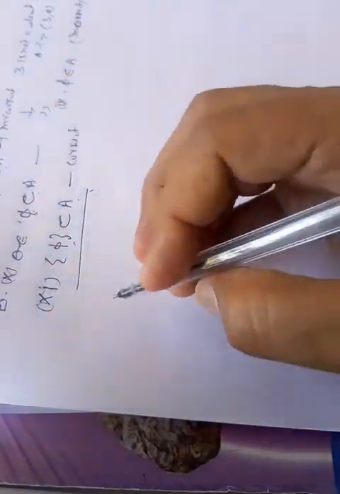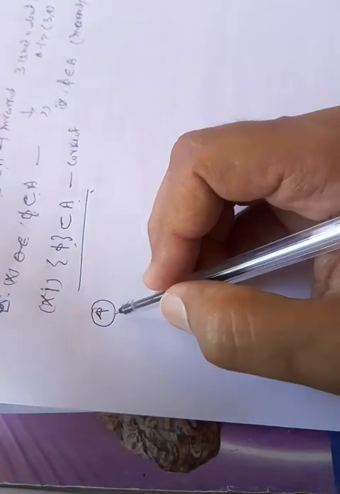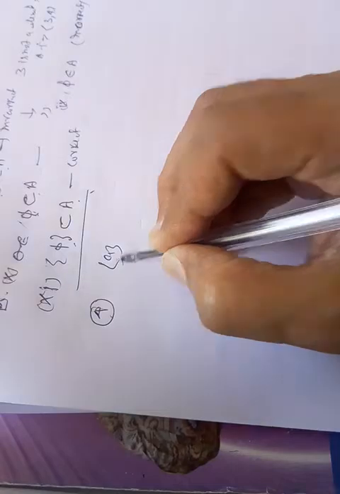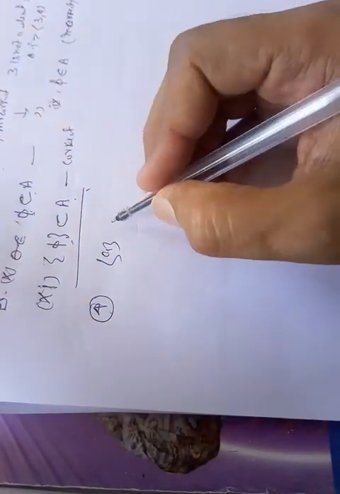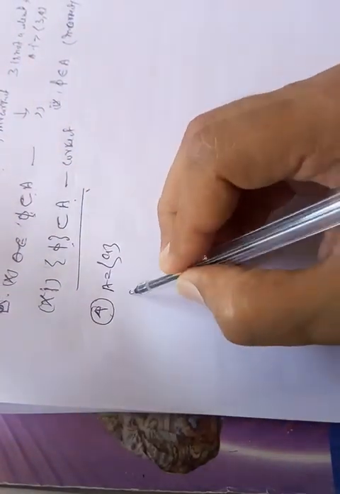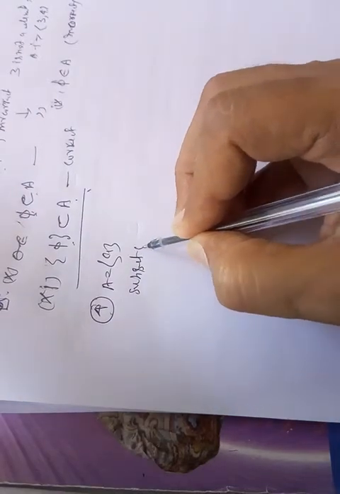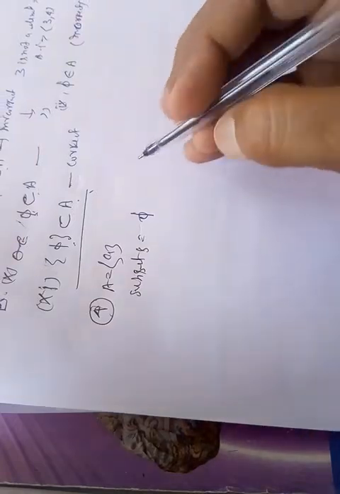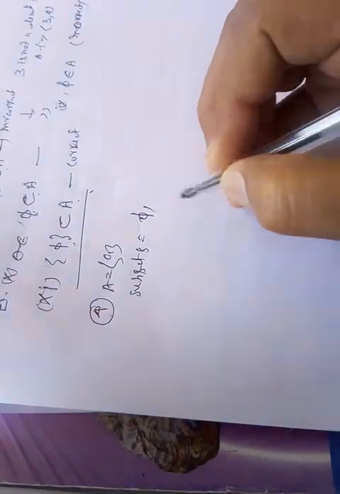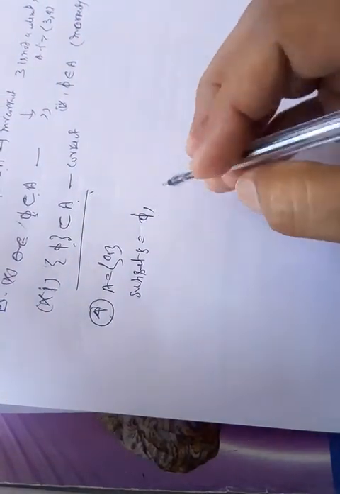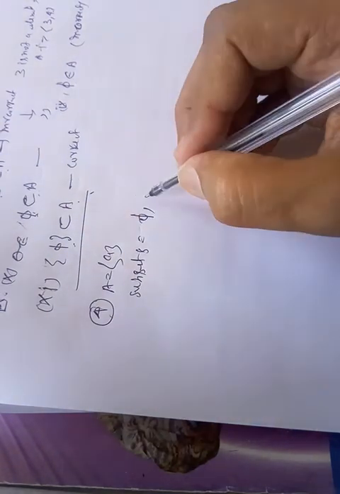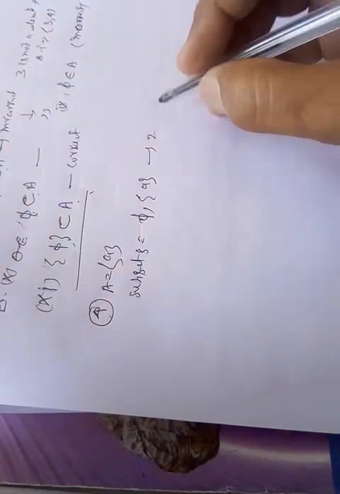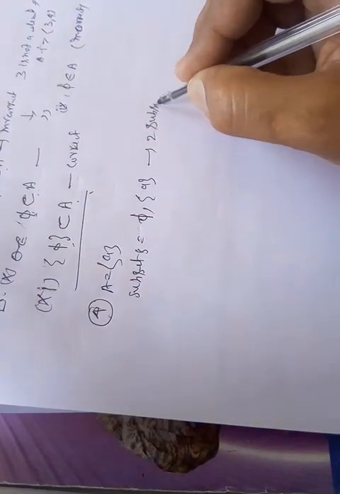Okay, so next, question number 4. Find all the subsets of the following sets A. Okay, find all subsets. This is a set A. Subsets equal to {5}. 5 is compulsory in every set. Okay, only 5. This is the set A. Only 2 subsets.